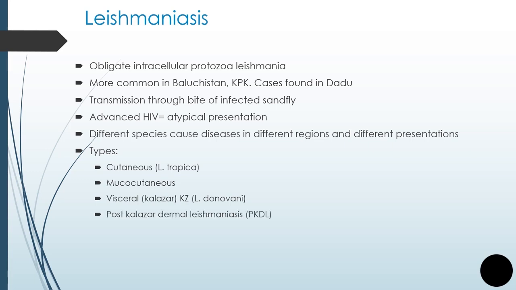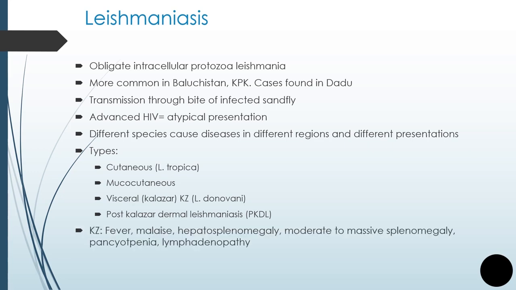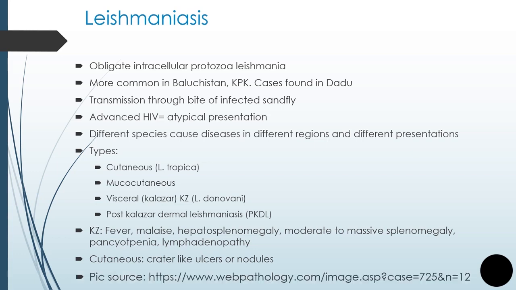Then there is an entity known as post-Kala-Azar dermal leishmaniasis, which has also been reported. Kala-Azar disease or visceral leishmaniasis presents with fever, malaise, hepatosplenomegaly, moderate to severe splenomegaly, pancytopenia, and lymphadenopathy. Skin or cutaneous leishmaniasis presents as crater-like ulcers or nodules.